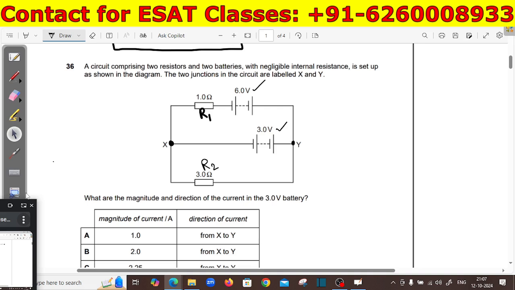What are the magnitude and the direction of the current in the 3-volt battery? That's a very important question. What should be the direction and magnitude of the current in the 3-volt battery? So we have to find basically the direction and magnitude of the current in this battery. It may be in this direction or that direction. So what can we do? Do you have any idea?